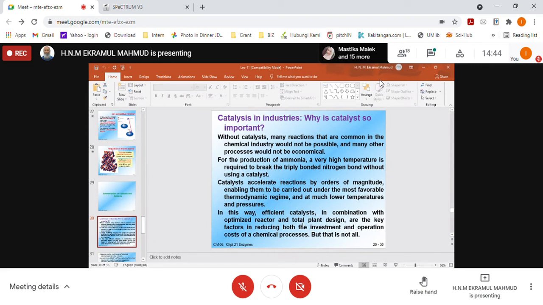In this way, efficient catalysts in combination with optimized reactor and total plant design are the key factors in reducing both the investment and operation costs of a chemical process, because an industry is run for profit, to get the product in the most efficient way, right? That means we should get more products at faster rates. For this, we bring catalysts. So catalysts are very important in the chemical industries.